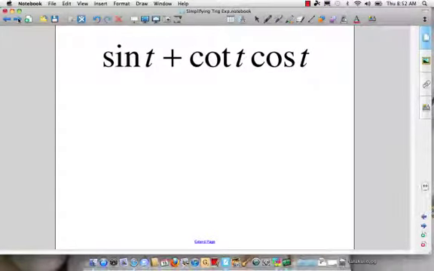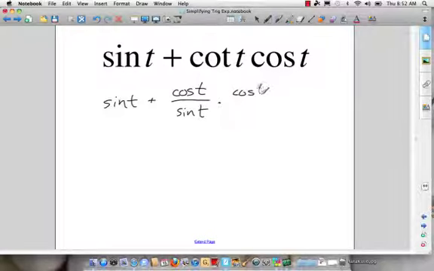Okay, one more. I think, maybe two more. So, same strategy I used on the first one. I'm going to rewrite everything in terms of sines and cosines. So, cotangent is cosine over sine, and then that's just cosine over 1, I guess. I don't know where this one's going.